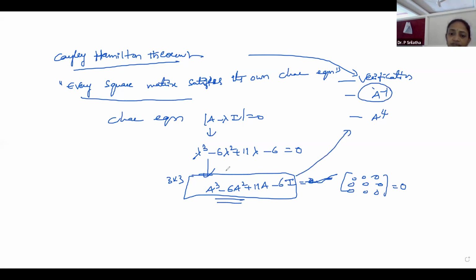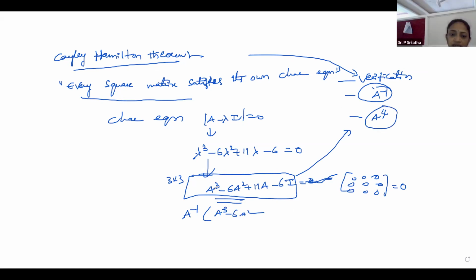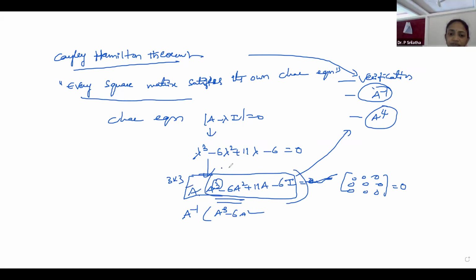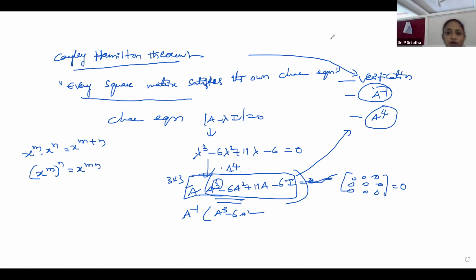So how to find A inverse? For A inverse, we have to multiply with A inverse on both sides. For A power 4, already here we have A cube, no? So for that, we need to multiply with A on both sides. Then you will get A power 4. Okay. So what is the formula for x power m times x power n? X power m plus n. So x power m all power n is? X power mn. That's it. So this is our module 2.